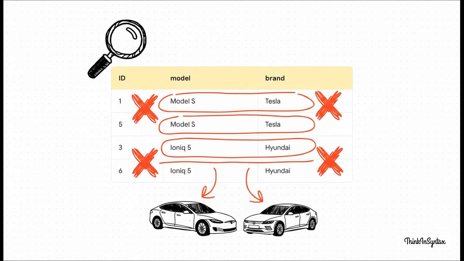Okay, take a look at this cars table. This lays out the problem perfectly. See how we've got 2 entries for the Hyundai Ioniq 5 and 2 for the Tesla Model S? Now look closer. The ID for each of these rows is unique. We've got 1, 3, 5, and 6. But the combination of model and brand, that's identical. Those are the duplicates we need to hunt down.